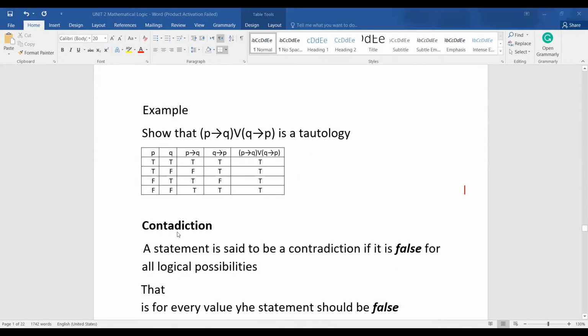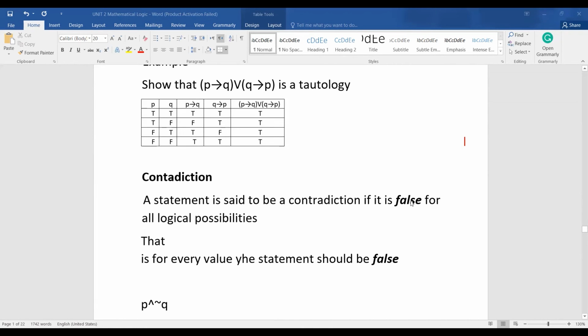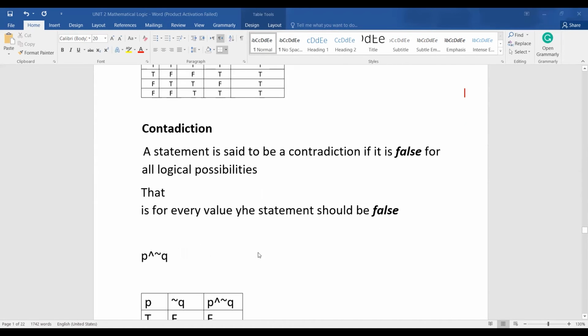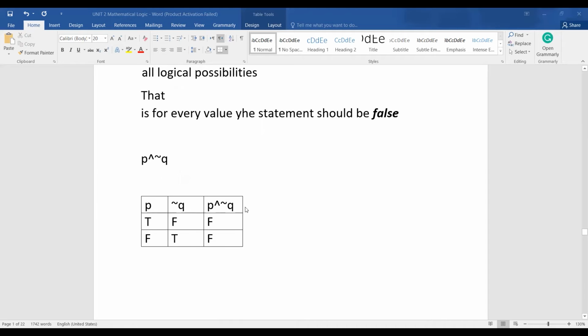Next, we'll do contradiction. Contradiction is the opposite of tautology. In tautology, all the values in the last column have to be true, but in contradiction, the last column has to be false. For every statement, it has to be false. Here we have an example.